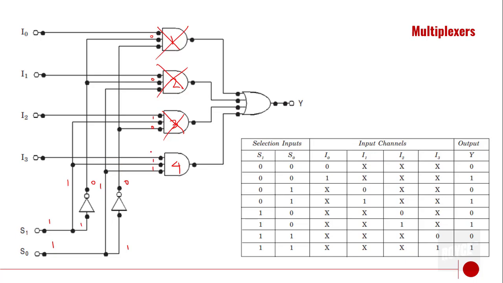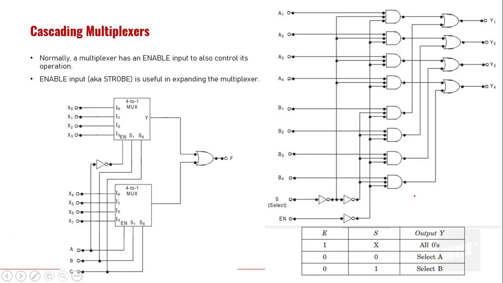Tama? Di si I3 ngayon yung lalabas pagka naka-1, 1. Ito yun. Okay, so that's how multiplexer works. We can also cascade multiplexers.